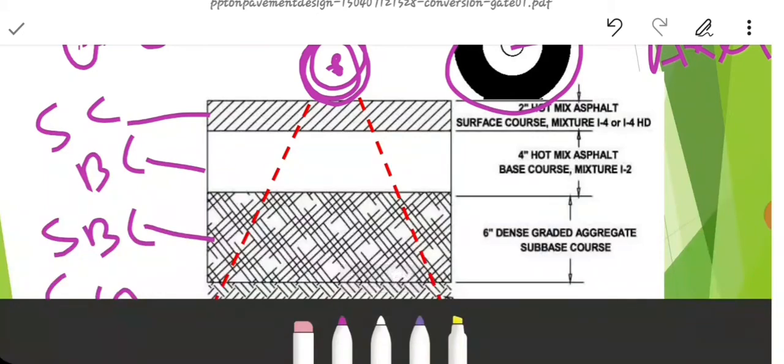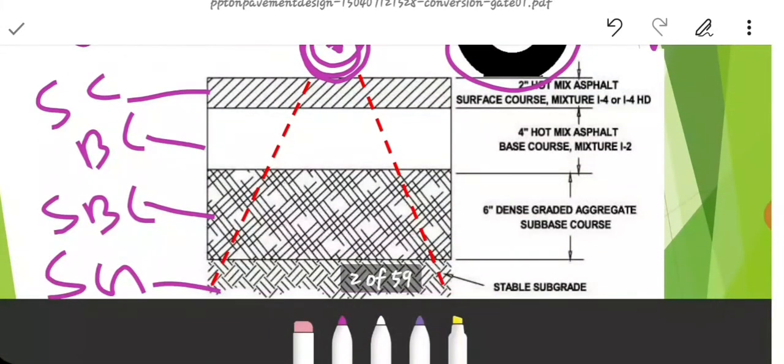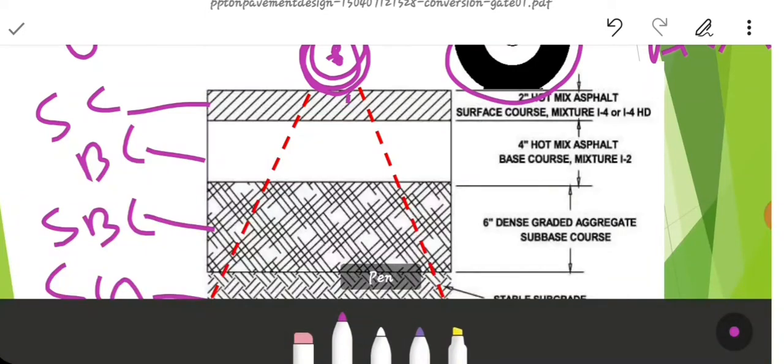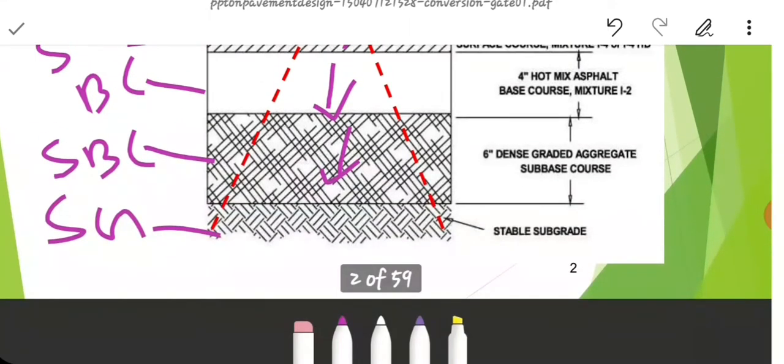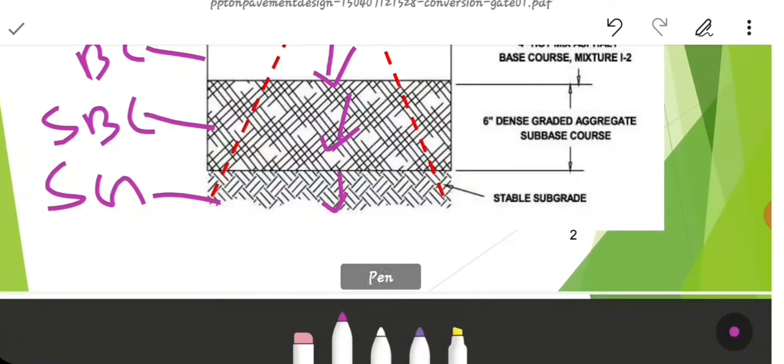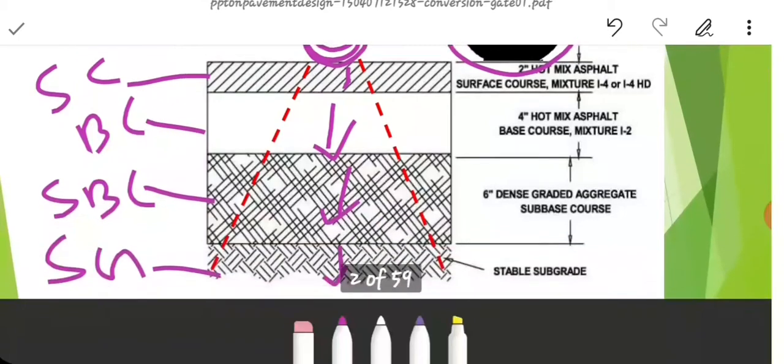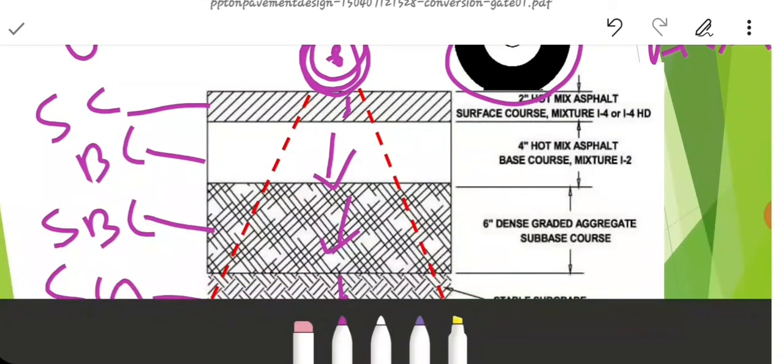From first layer to fourth layer. Okay, first of all load is here, then here, then here, and then finally load is coming to subgrade. Load is coming like that. This area to this area is called dispersion area, and this area is called contact area, right?